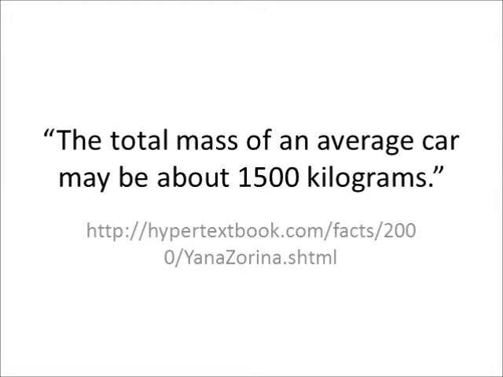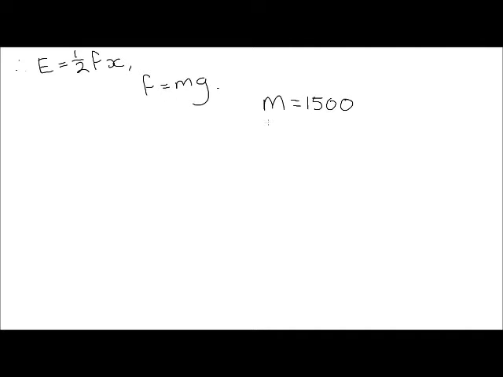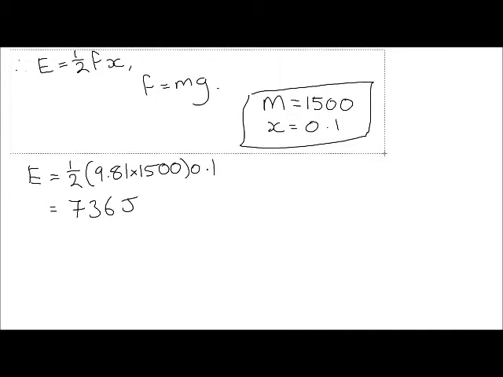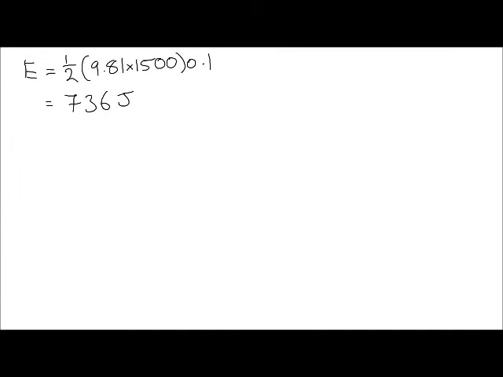We would take the compression of the spring to be equal to the height of the speed bump, which we have assumed to be 0.1 meters. Using these figures, we calculated the energy output when one car goes over a speed bump to be 736 joules each time. This means that each time a car passes over a speed bump, it will provide enough energy to power a street lamp for 9.2 seconds.